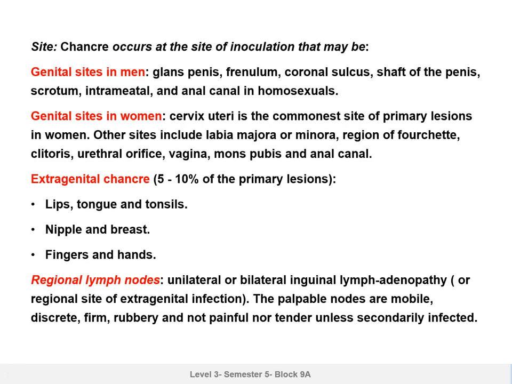Chancre occurs at the site of inoculation, which may be a genital site in men, like the glans penis, coronal sulcus, shaft of penis, scrotum, and intra-anal canal in homosexuals. In women, the cervix is the commonest site of the primary lesion. Other sites include labia majora and minora, fourchette, clitoris, urethral orifice, vagina, mons pubis, and anal canal. Extragenital chancre occurs in 5 to 10% of primary lesions, on the lips, tongue, nipple, breast, fingers, and hands.